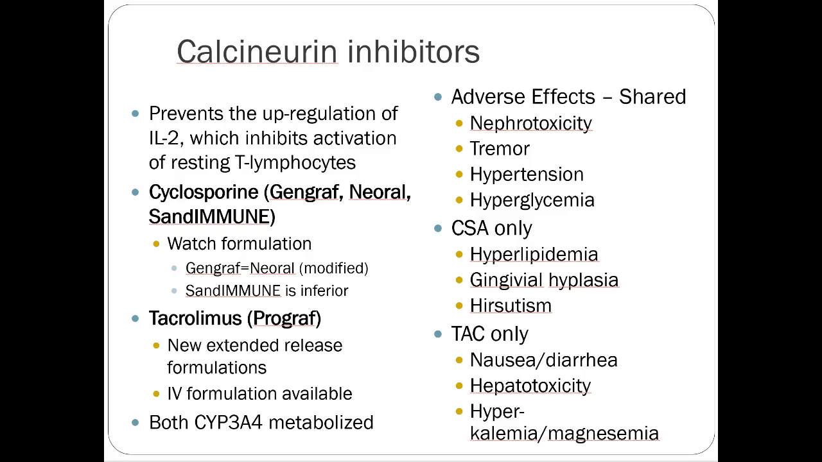Adverse effects shared. They both cause nephrotoxicity, which is kind of interesting when you think about being used for kidney transplant. That's obviously problematic. They can cause tremor, hypertension, hyperglycemia. Cyclosporin can cause hyperlipidemia, gingival hyperplasia, hirsutism, and tacrolimus can cause some GI-related side effects and some electrolyte imbalances.